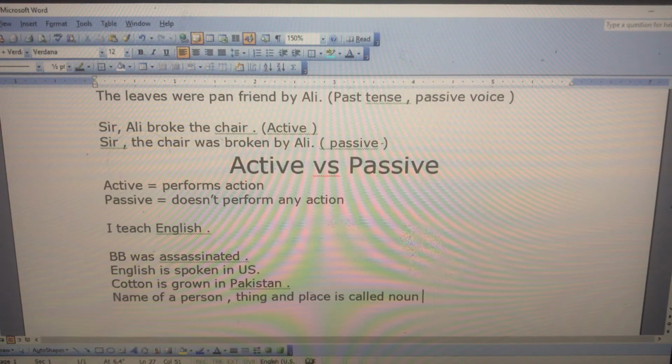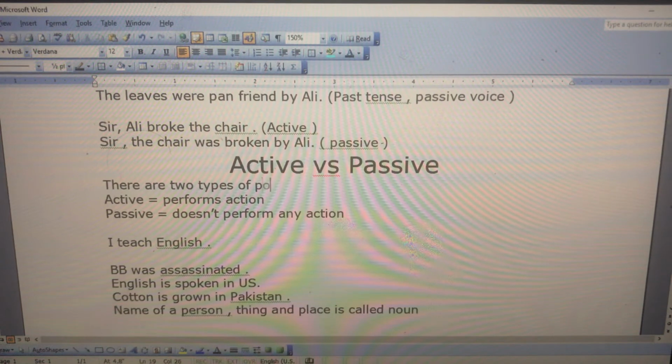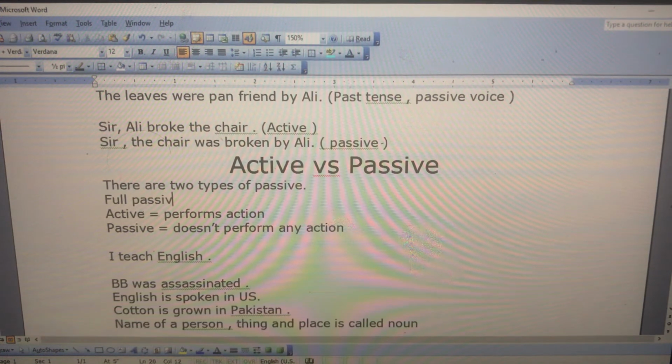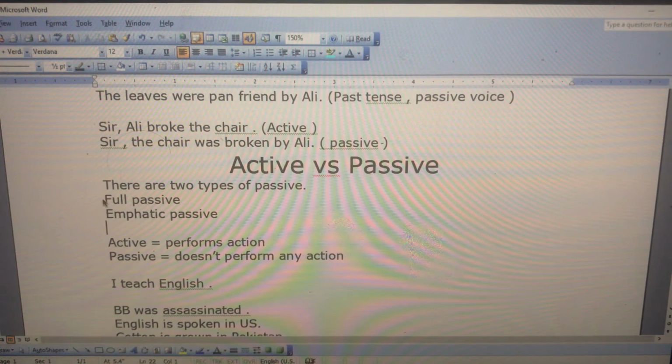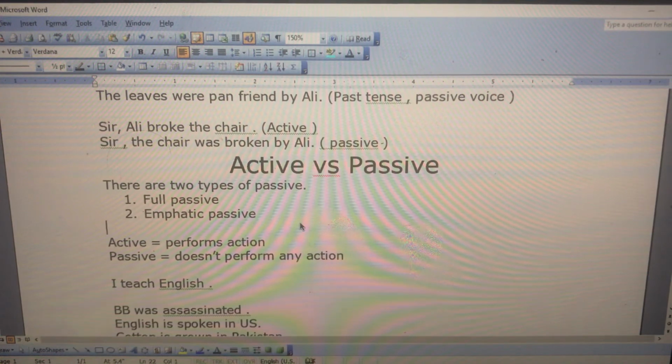Now be careful, students. We are having two kinds of passive, okay? There are two types of passive. The first type is called full passive. The second is called emphatic passive. There are two types of passives, okay? The first is called full passive, and the second is called emphatic passive.